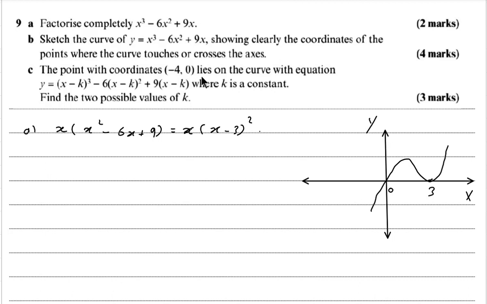See, the point with coordinates negative 4 and 0 lies on the curve with equation y equals x minus k all to the power 3. Okay, the new equation is the same as the previous one after replacing each x with x minus k. So we can write for part C that we are talking about what? y equals f of x minus k. After this transformation, we have the point negative 4 and 0, and the requirement is to get the value of k. Okay, this is the point negative 4 and 0, right?